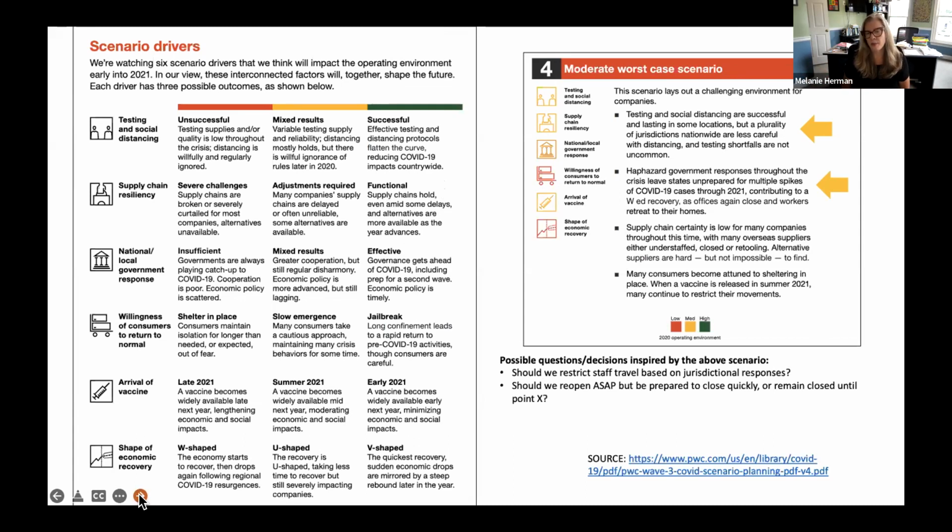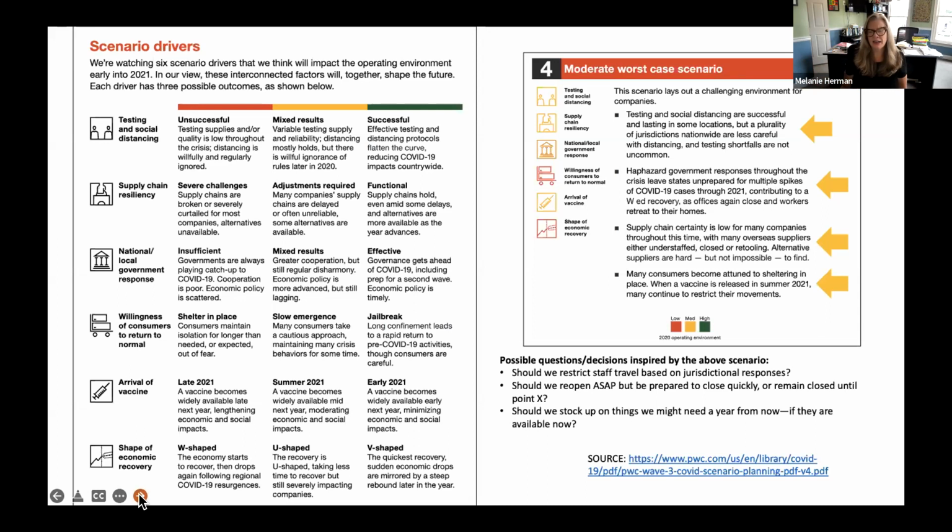And so my possible question related to this bullet point is, should we reopen as soon as possible, but be prepared to close quickly or remain closed, right? So each scenario leads to a topic of conversation. And then the next one has to do with supply chain. And so my question prompt is, should we stock up on things we might need a year from now if they're available at this moment?